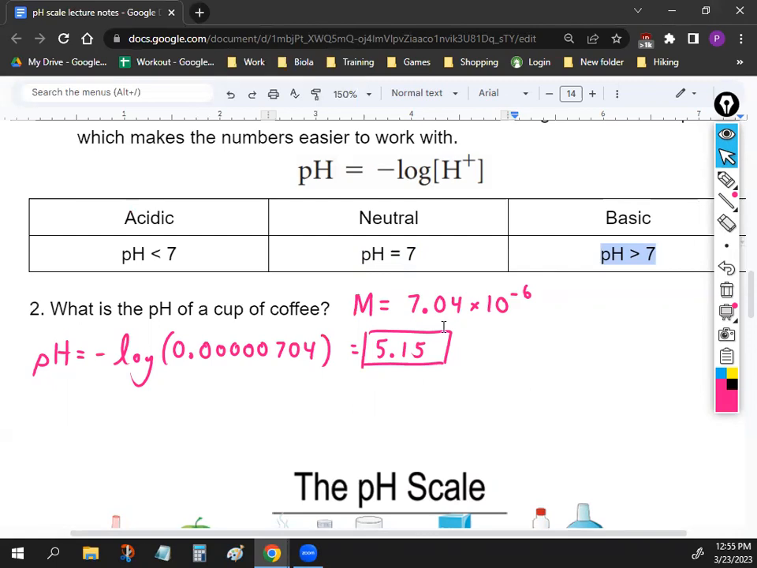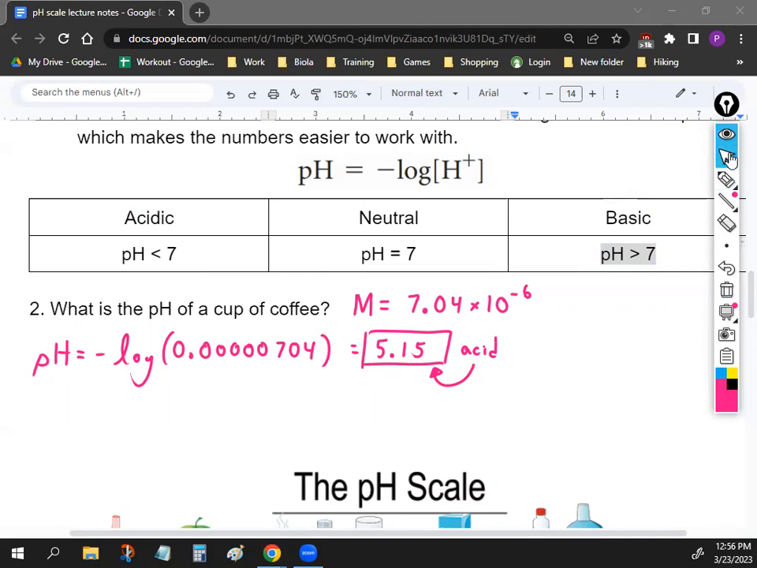All right, so let's take a look at the pH of coffee. If we take a look at the pH of coffee, it's 5.15, right? Is this number bigger than 7 or smaller than 7? Is 5 bigger or smaller than 7? Smaller. So since it's smaller than 7, coffee is going to be an acid. Okay, so coffee is a type of acid.